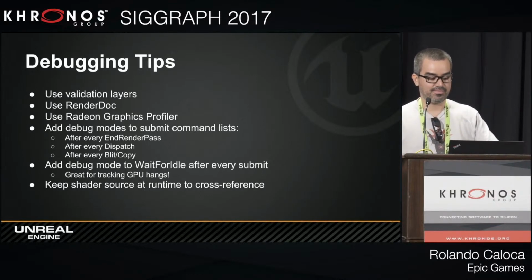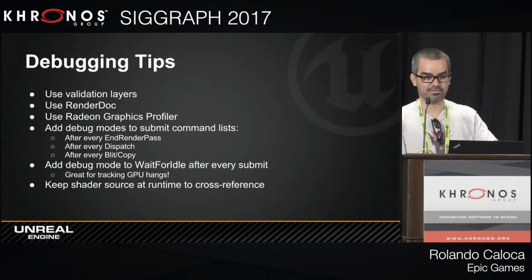That's part one, right? If you do that, sometimes when you're doing the dump of the API itself, it just gets so much text that it's hard to read. So you can pause it there, flush the log, and then you can see all the commands. But the main reason is to add another mode where you can wait for idle after every submit. This is great for tracking GPU hangs, which we've had a lot. That way you can find out exactly which draw call, or which is the last area of the render where it died. And finally, just keep the shader source at runtime if possible.